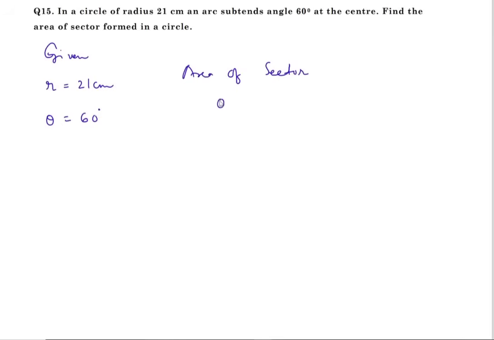Area of sector is theta by 360 into pi r square. Students, this is the question from the unit areas related to circle. So what is the theta value? 60 by 360 into pi value, which is 22 by 7. Radius is 21, that is r square is 21 into 21. 0 and 0 will cancel out.